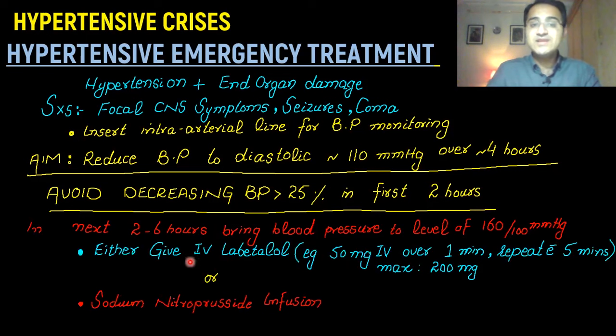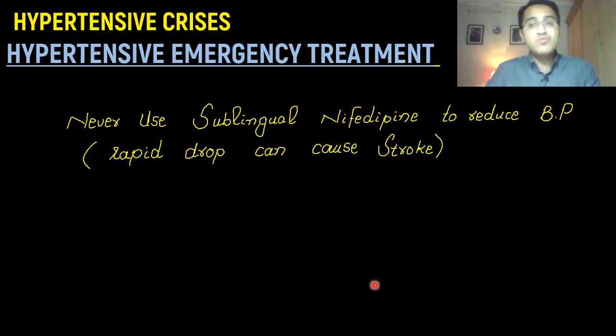You either give IV labetalol, 50 milligram IV over 1 minute, and you repeat it every 5 minutes till you reach a maximum dose of 200 milligram. Or you give sodium nitroprusside infusion to control the blood pressure in hypertensive emergency. You see, we are giving these drugs IV rather than oral for a rapid reduction of blood pressure in hours. One very important thing is that you never use sublingual nifedipine to reduce blood pressure because it causes a rapid drop in blood pressure and it can even cause stroke.